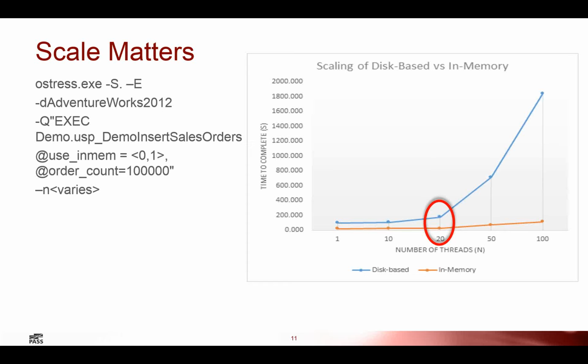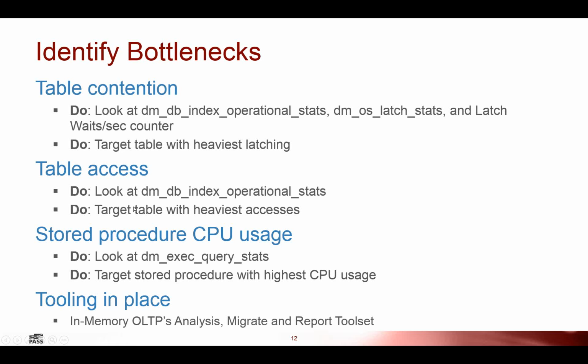All right, so let's move on. After you establish your performance baseline, you want to identify the bottlenecks within your workload that are causing it to run slow, and make sure that these bottlenecks can be resolved with in-memory OLTP. So what we have identified is three major areas of improvement. The first area is table contention.